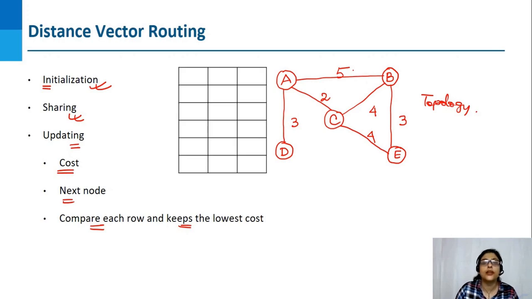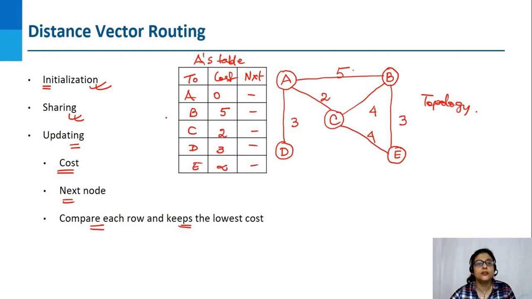Let's understand the routing table of node A. So what is A's table? It consists of 3 different fields. One is the to field, next one is the cost field, and the third one is the next hop field. Since there are 5 nodes, we have to write it as A, B, C, D, E. Now, cost of going from A to A is 0 and the next node is itself, so it is a dash. Cost of going from A to B is 5, cost of going from A to C is 2, cost of going from A to D is 3, and cost of going from A to E is infinite initially because A is not directly connected to E.